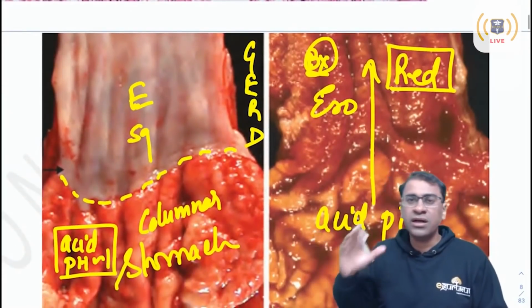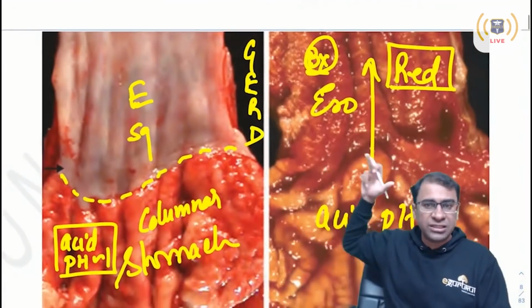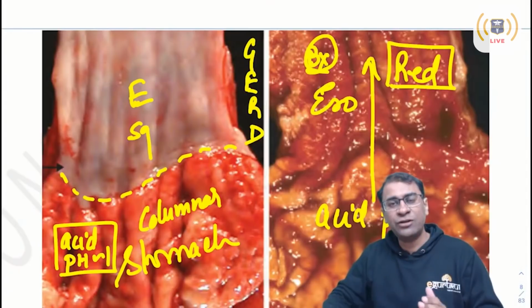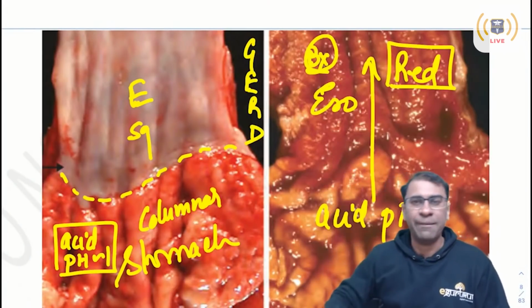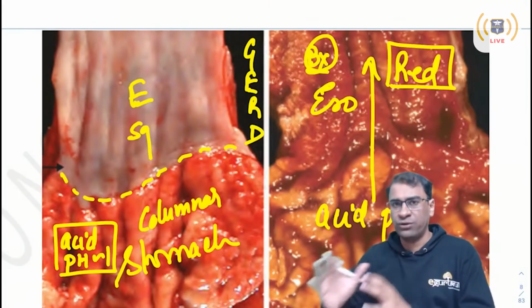It will show the changed epithelium. From the squamous epithelium normally, this area will again need to prevent itself from getting damaged. To prevent itself, it needs to adapt. And that adaptation comes in the form of columnar epithelium. Here. So when you take a biopsy, what will you see?